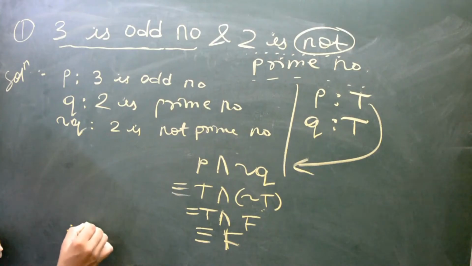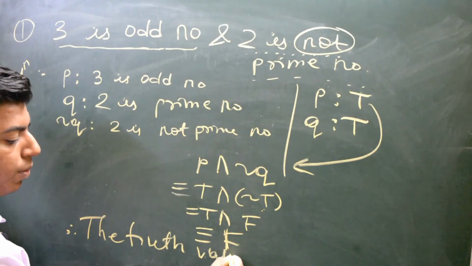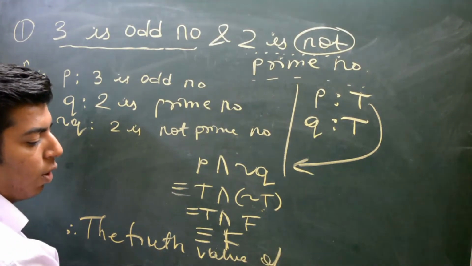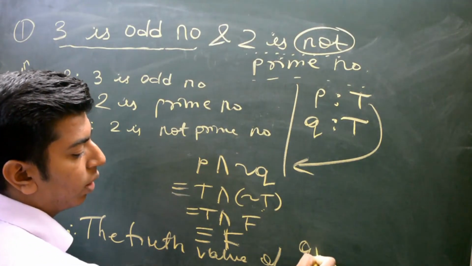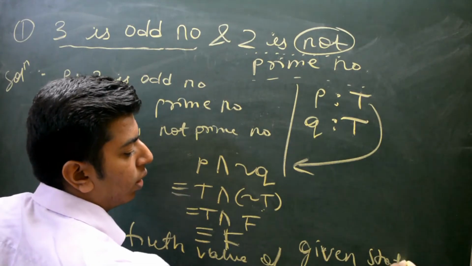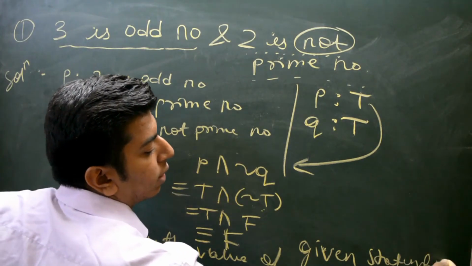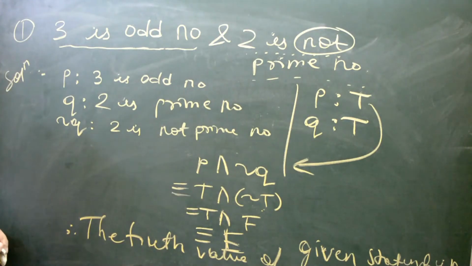So you also have to write, therefore the truth value of the given statement is false. So this is the truth value for the given statement.